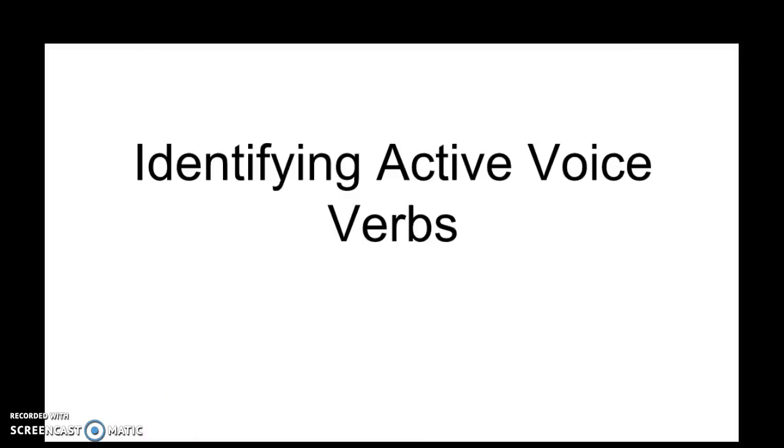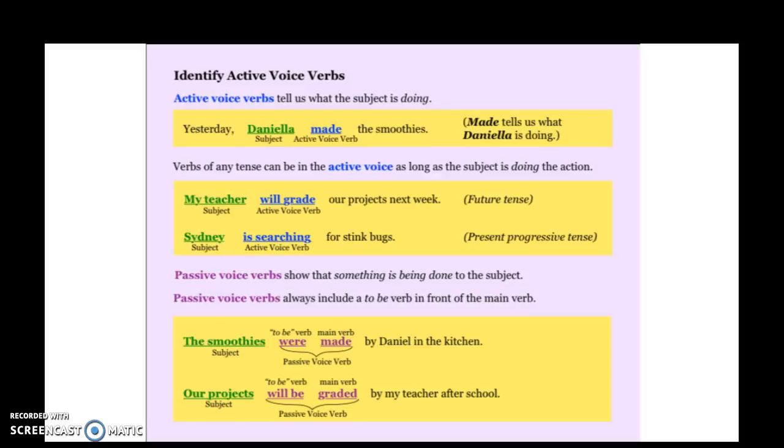Identifying active voice verbs. Okay, now you guys, this is really simple. Really, really simple. Just pay attention. This is what you have to memorize. Active voice verbs will tell us what the subject is doing. Anytime you see the subject early on and the verb right after it, it's usually going to be the active voice, okay? So, the subject, Danielle, is doing, she made smoothies.